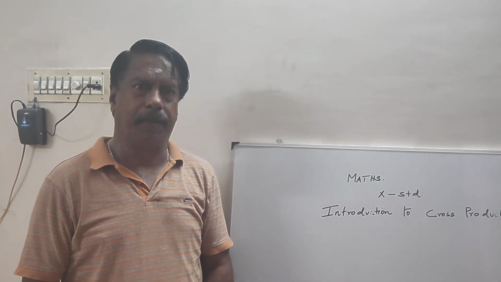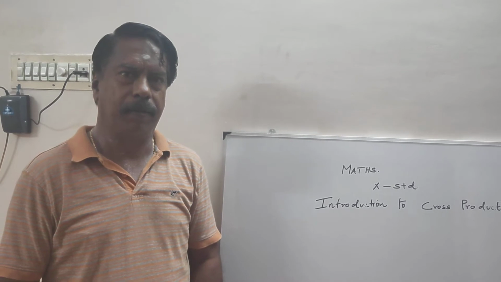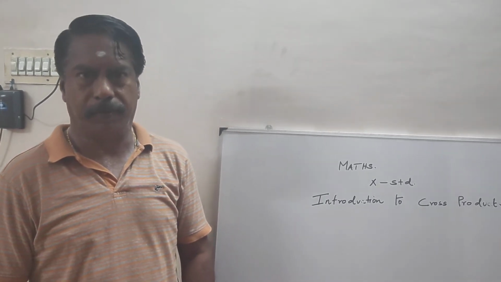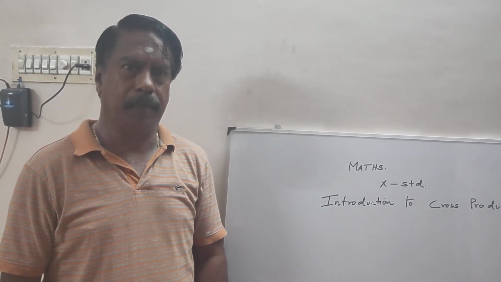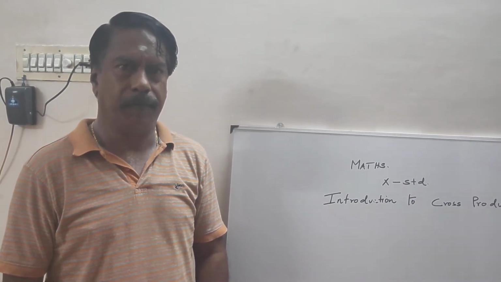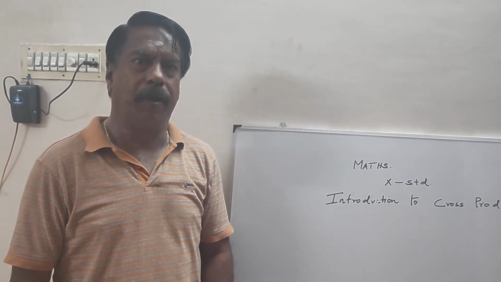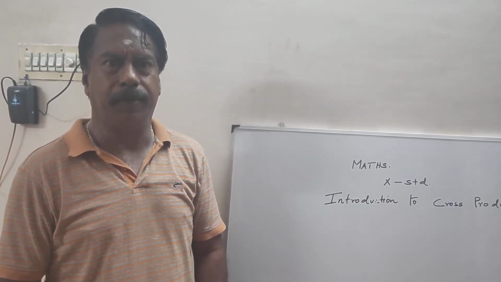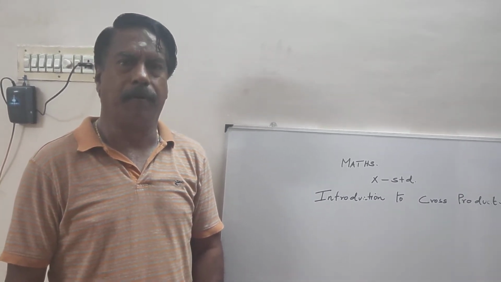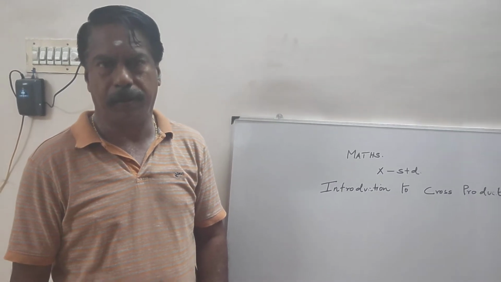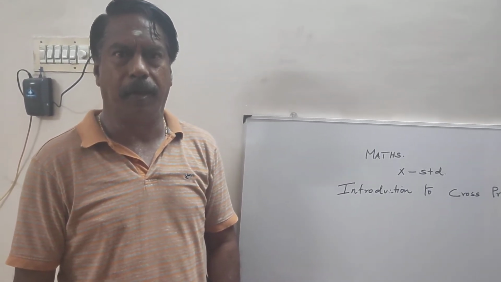The first chapter in our maths syllabus is sets, relations and functions. We have learned something earlier in the 9th standard itself. A set is a collection of well-defined and different objects. For example, the set of all English vowels A, E, I, O, U. It is a set of all English vowels.